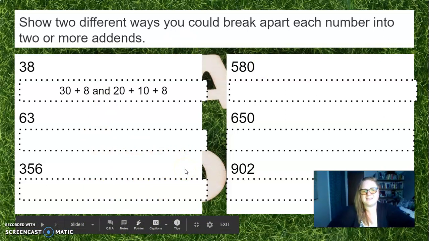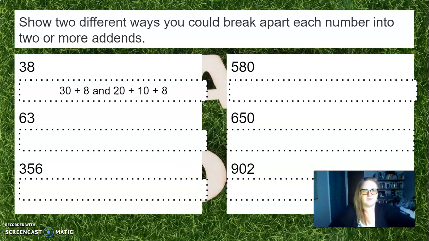How can you break these apart so that they're really easy to add together? That would be my suggestion for this slide. And please do this warm up before moving on. So pause, complete this, and come back in 5, 4, 3, 2, 1.